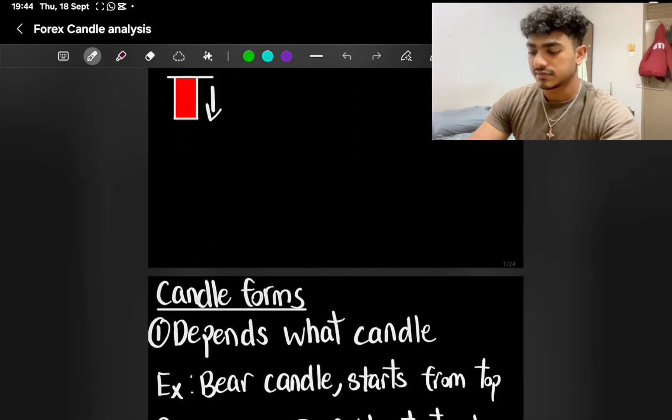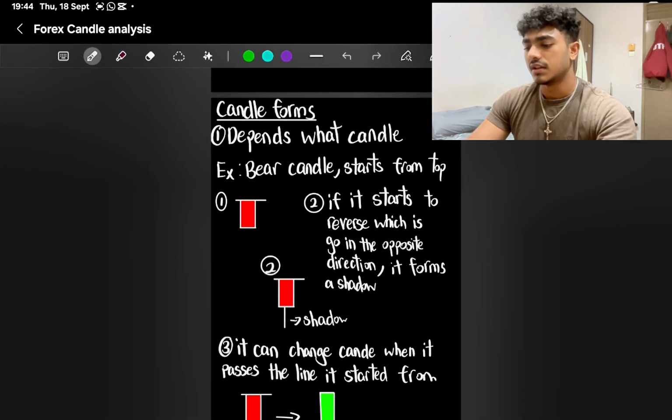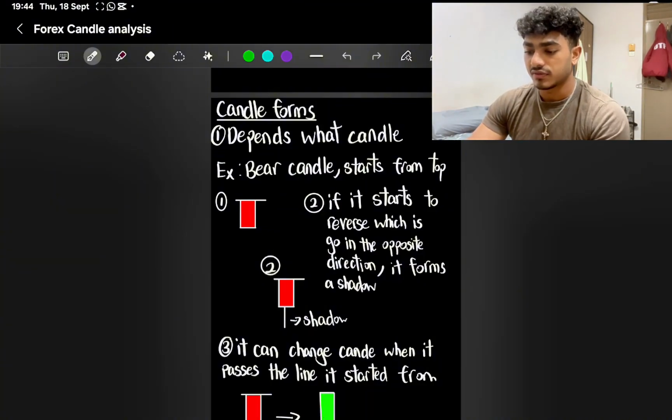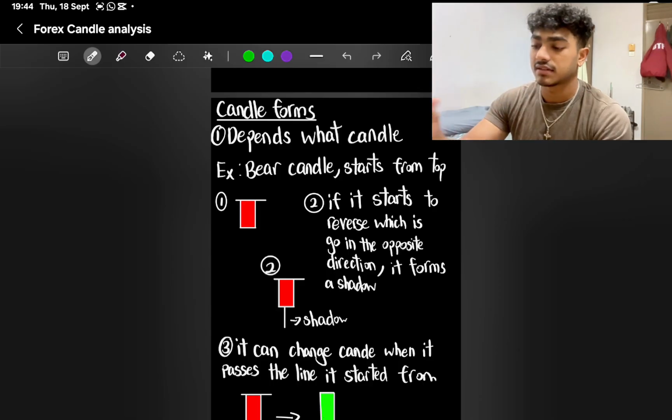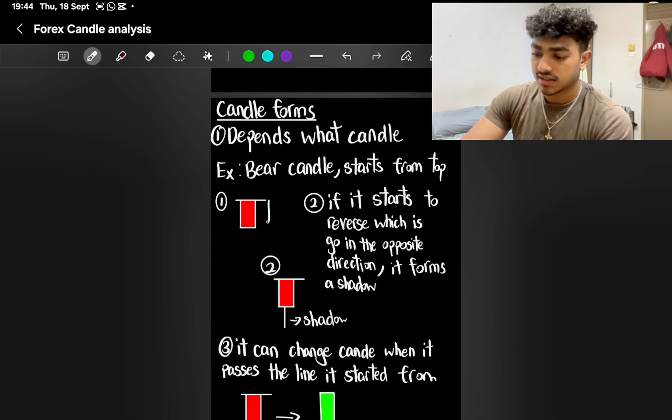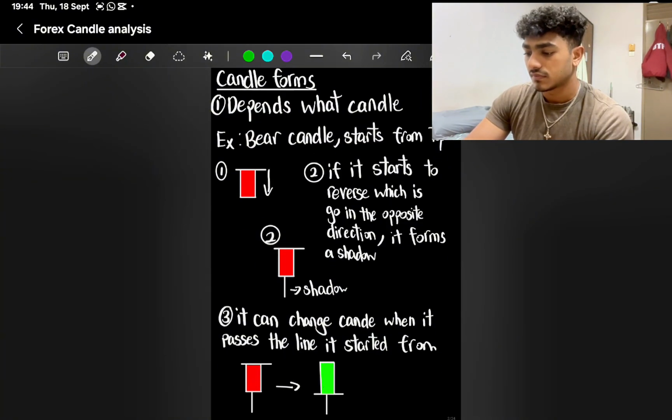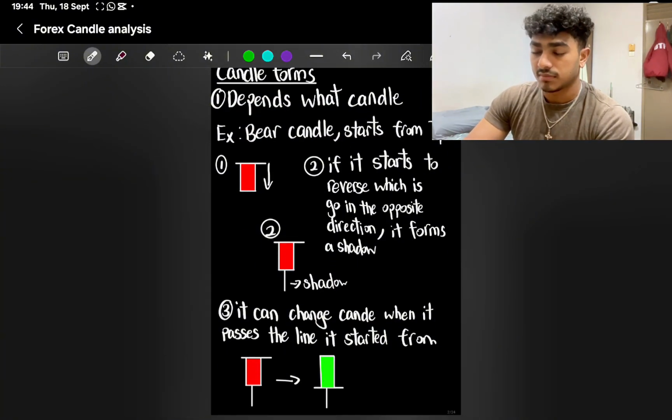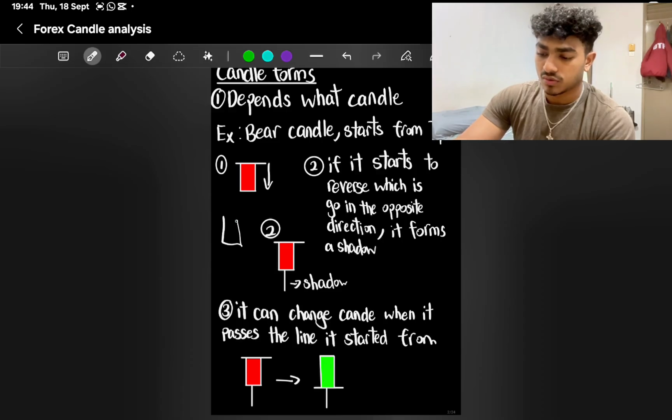Okay, easy. Now, how a candle forms depends on what candle it is. For example, a bear candle starts from the top to the bottom. From here, this is the starting point, it goes down. If it reverses, when a candle is formed like this and initially it's right here, it closes up here. So that leaves a shadow or a wick.